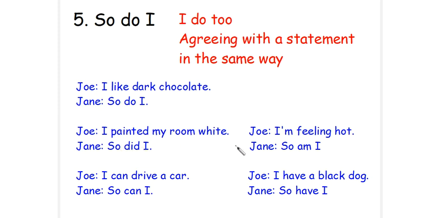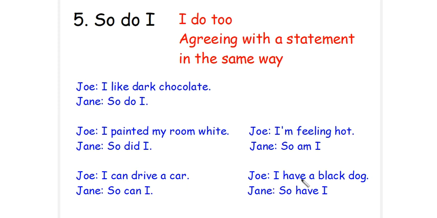So did I. Here Joe is saying, "I'm feeling hot." Jane is also feeling hot. So she could say, "So am I." Remember, am is a contraction, the short form for I am feeling hot. So remember, Jane has to use the same auxiliary verb, so am I. Joe says, "I can drive a car." Jane can also drive a car, so she can say, "So can I." Remember, you're using the same auxiliary verb, can.